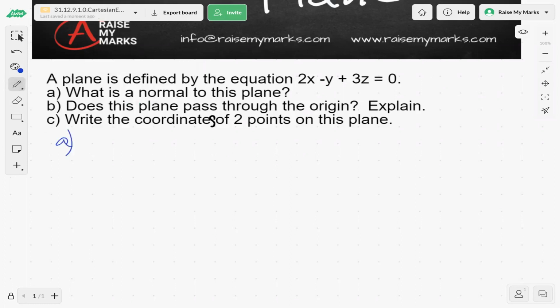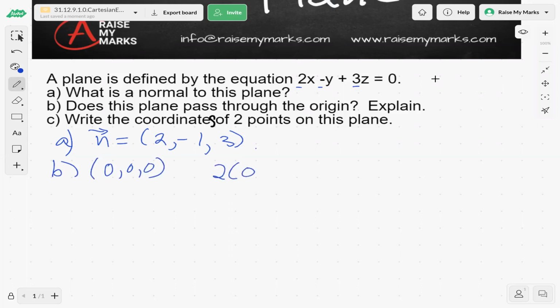First question, the normal. The normal is given by the coefficients of the variables, so 2, -1, and 3. Okay, easy. B, does the plane pass through the origin? I don't know, let's see. Let's try and plug the origin, 0, 0, 0, into our plane. We'll plug it into the left-hand side and see if it equals the right. So 2 times 0 minus 0 plus 3 times 0 equals 0, which equals the right-hand side. So yes.